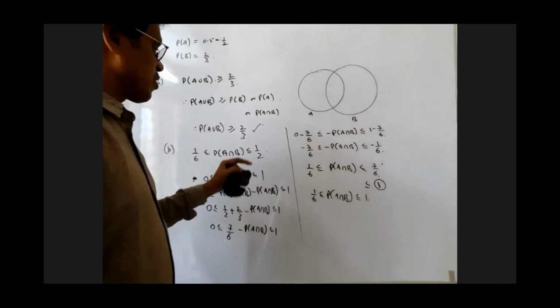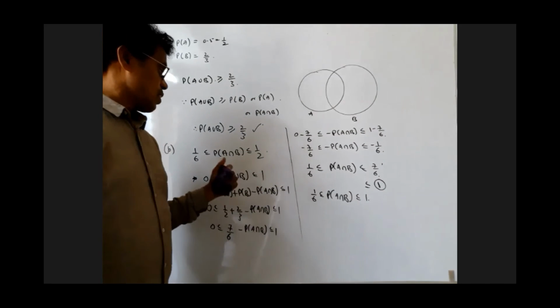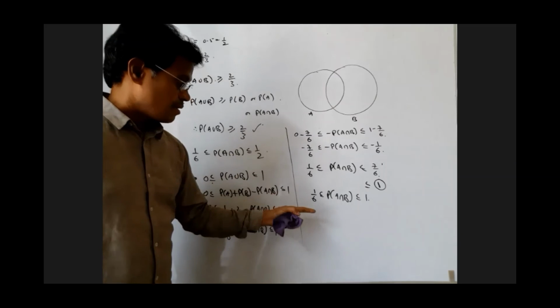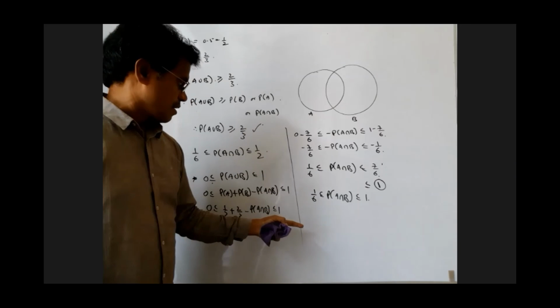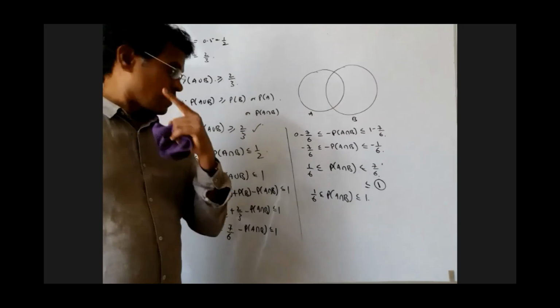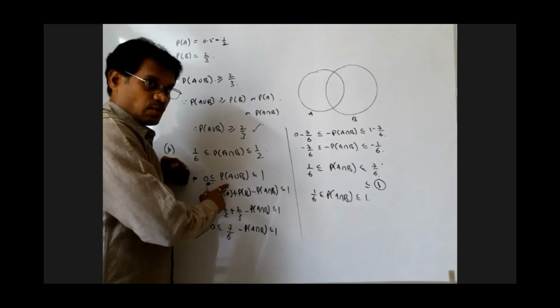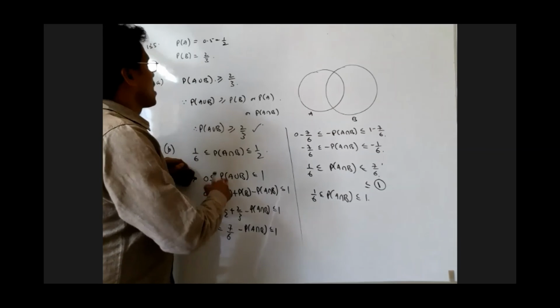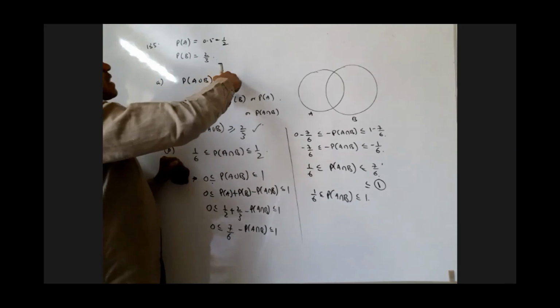But the answer is given as 1/2, my dear. So is the answer wrong, my dear? I cannot say. What is the problem, my dear? We missed one thing. This is correct only, my dear, no doubt in that. But already from option 1, probability of A union B is greater than 2/3.